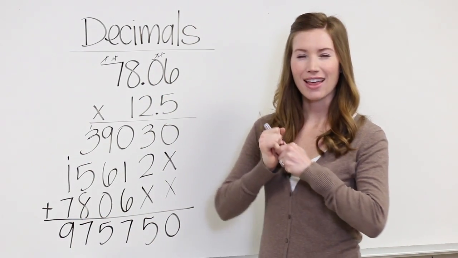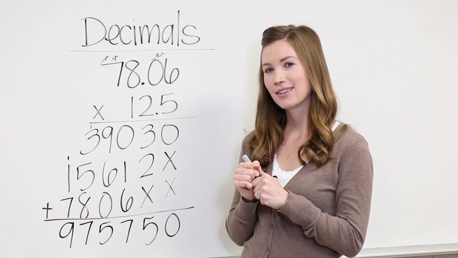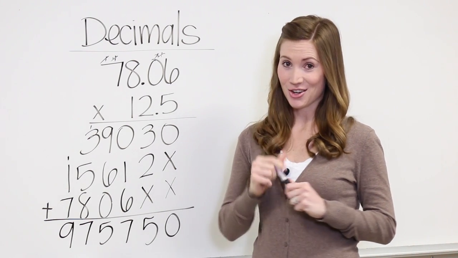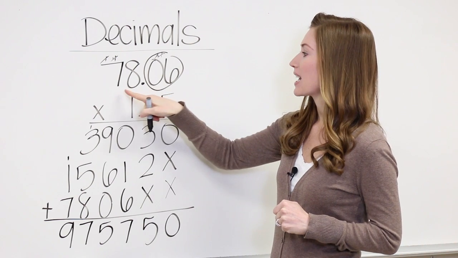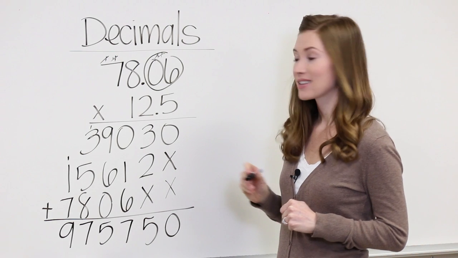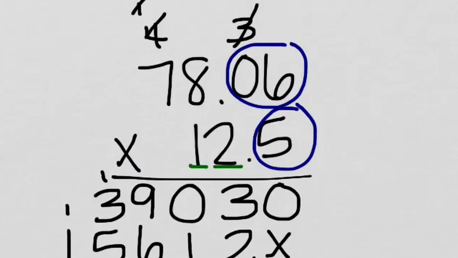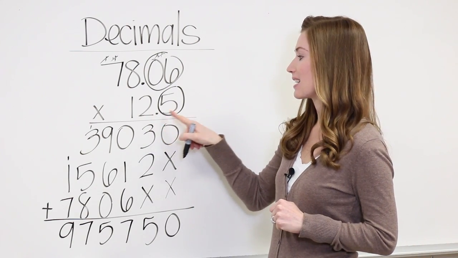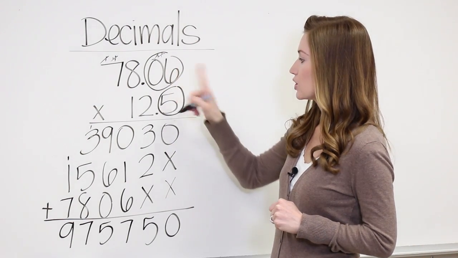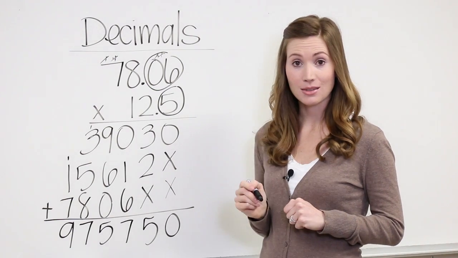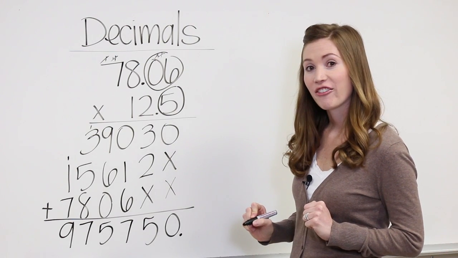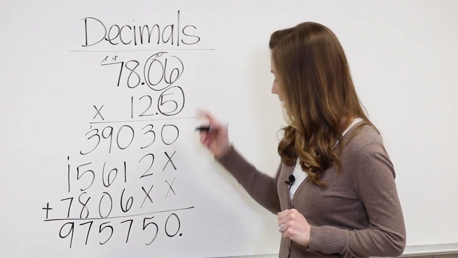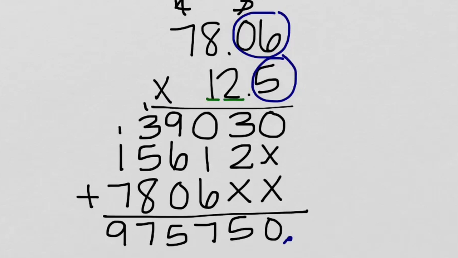Now, what's the last thing we need to do? If you said account for the decimals, you're right. We have 2 digits to the right of our decimal in 78 and 6/100. We have 1 digit to the right of our decimal in 12 and 5/10. So that's 1, 2, 3 times that we need to move our decimal to the left. Let's do it. Remember, our decimal point starts at the far right if we don't see it. So we need to move it to the left 3 times. 1, 2, 3.